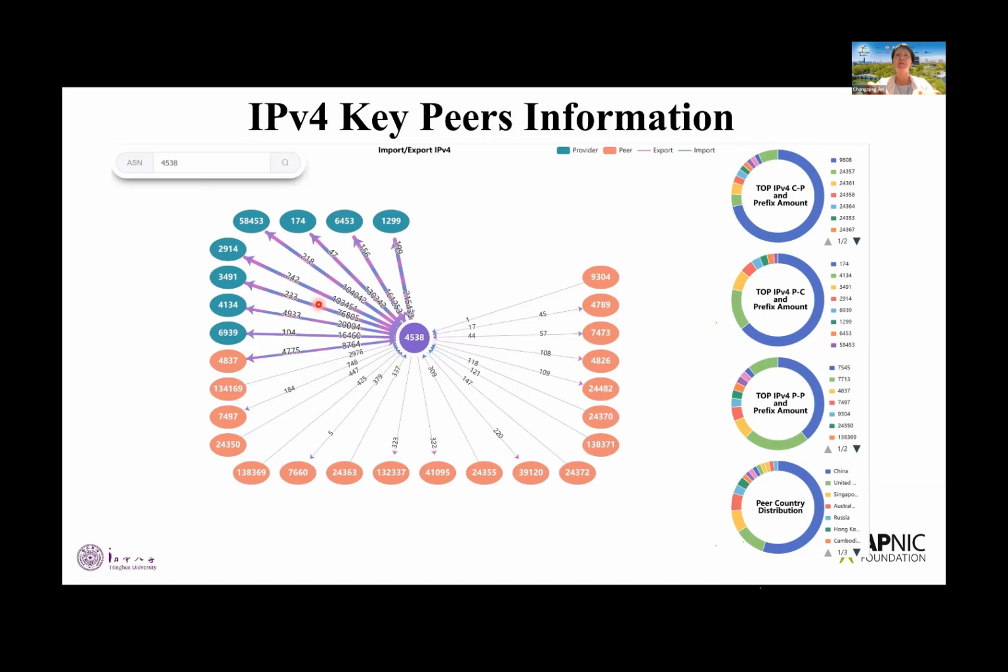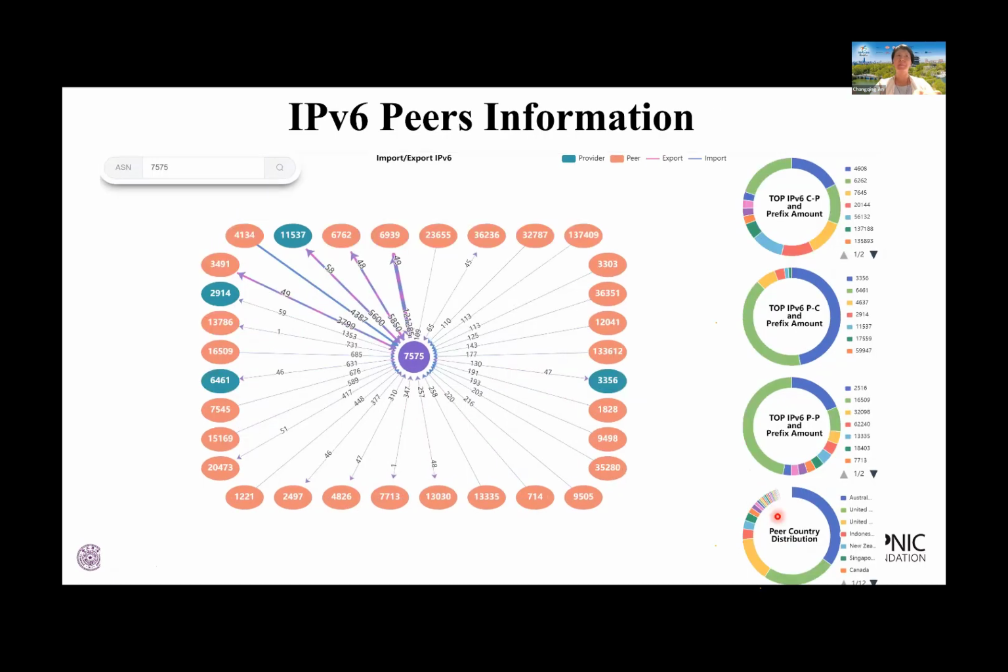The thick line means there are a lot of prefixes exchanged between it and the partner, and a thin line means there are only a few prefixes exchanged between it and the partner. The pie chart shows the distribution of its peers and the country and region distribution. This is the IPv6 peers information. It shows the IPv6 peers information of AARNet.